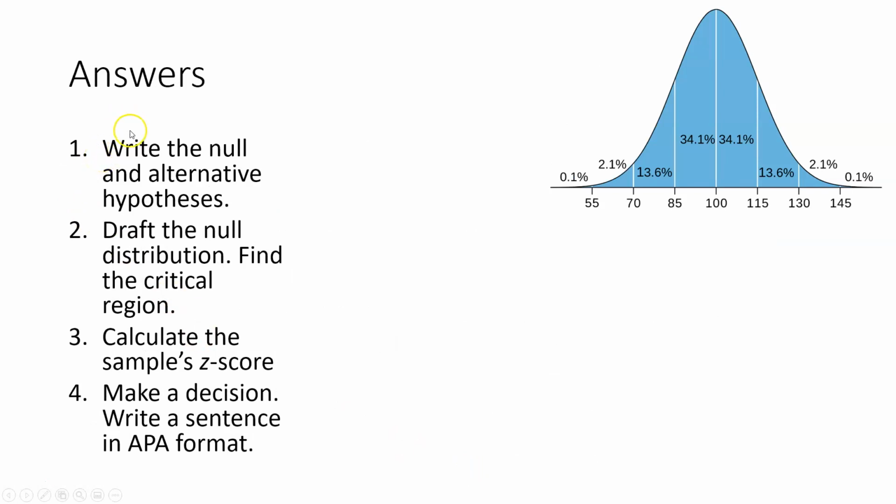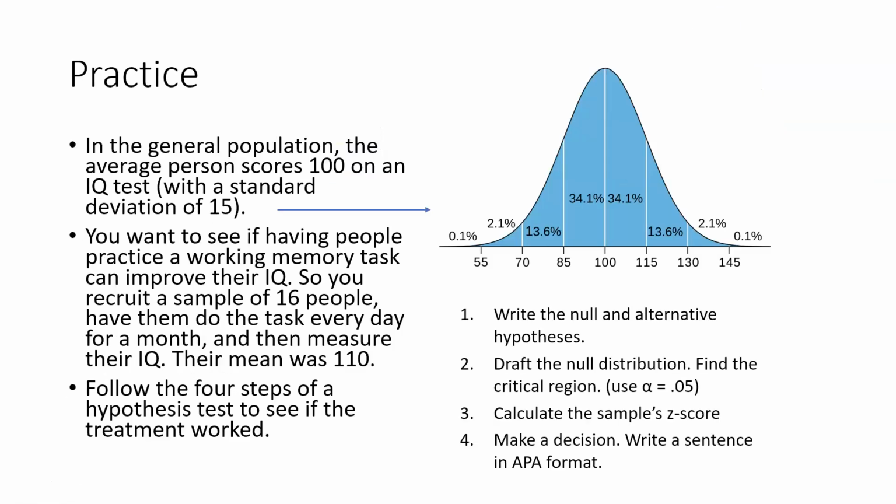Here's the answer. First step, write the null and alternative hypotheses. The null hypothesis, H sub 0, is that the mean of the treated group is less than or equal to 100. The alternative hypothesis is that the mean of the treated group is greater than 100. Why did I use this greater than or less than sign instead of the equal sign that we saw earlier in this module? Because there was a word in the problem that indicated to us, going back one slide, that we were asking, can it improve their IQ? Which means we're doing a one-tailed test.